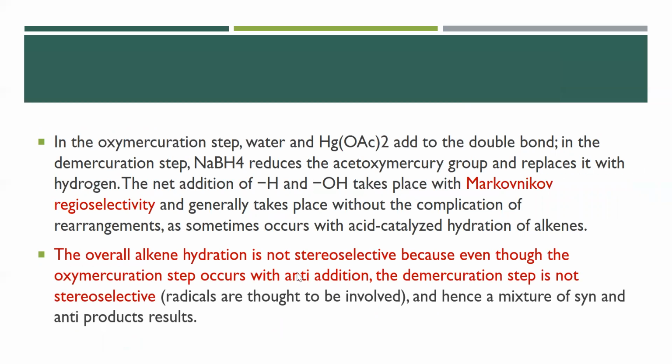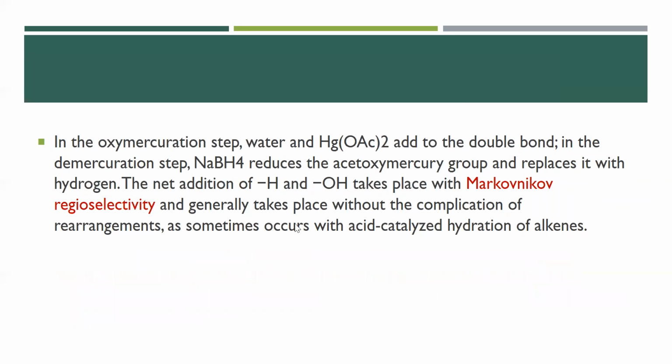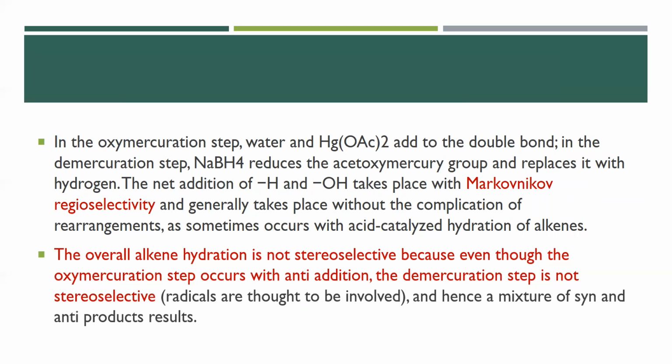The overall reaction, however, is that alkene hydration is not very selective, because even though the oxymercuration step occurs with anti-addition, the demercuration step is not very selective. Radicals are thought to be involved, and hence a mixture of syn and anti products would result. So once you have this one, you will have the syn addition, and you have an anti-addition of your mercury involved.